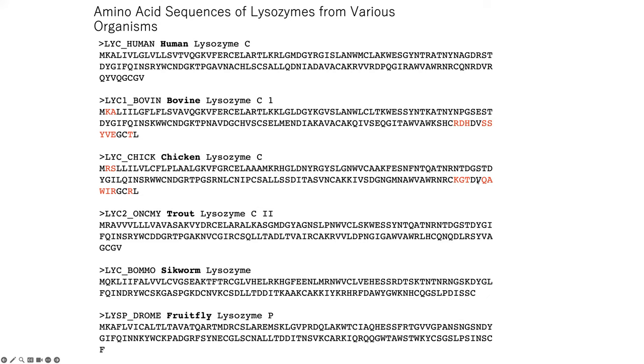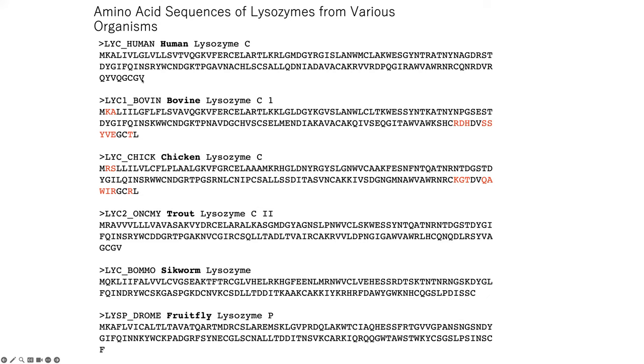So the bovine and the chicken belong to the vertebrates, and so the lysozyme genes are derived from the lysozyme of the common ancestor of the vertebrates. But during the course of evolution, the amino acid sequences are substituted. Okay, but let's compare the human lysozyme and the bovine lysozyme.